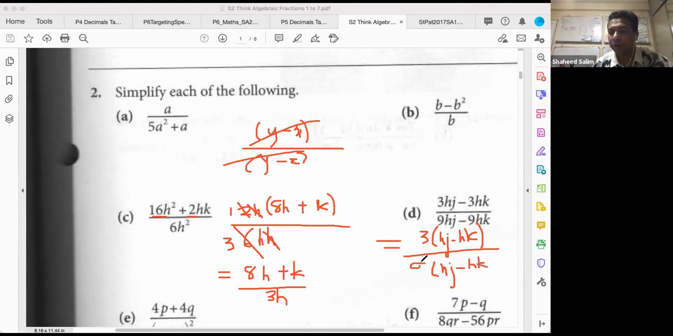And you put a 9 outside. 9 times HJ is 9HJ. 9 times HK, 9HK. So now you cancel this whole thing and cancel this whole thing. 3 over 9. Can divide by 3, you get 1. Can divide by 3, you get 3. 1 over 3, that's your answer.